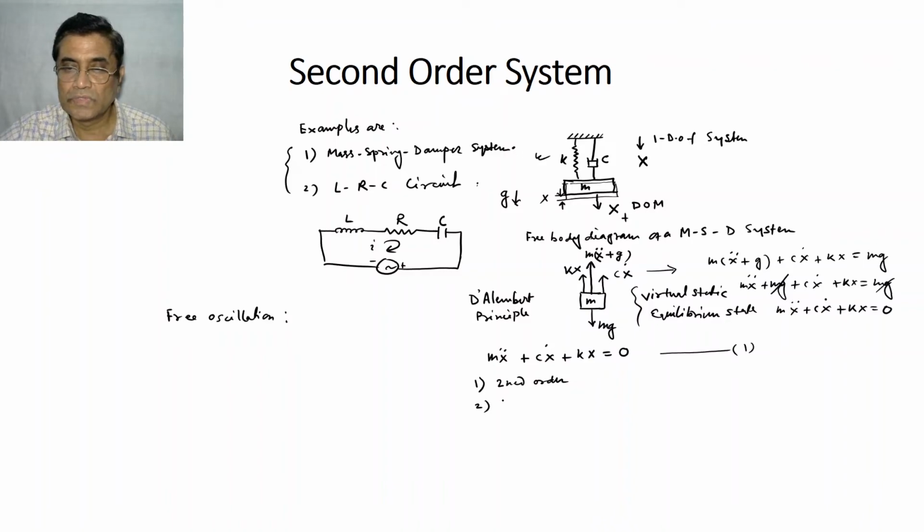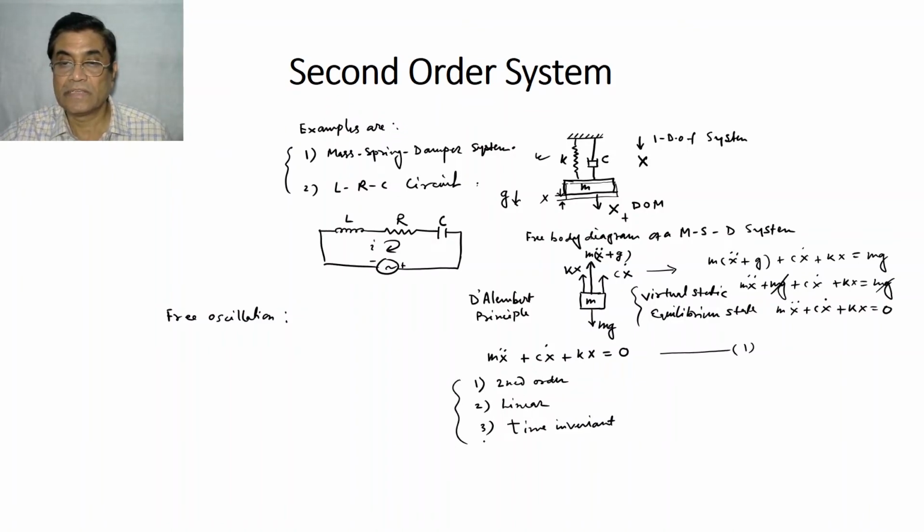Two is linear. Second order linear time invariant system. So this is the characteristic of this system, which is second order linear time invariant. You can argue, oh my God, is it time varying, with the mass varying with time?